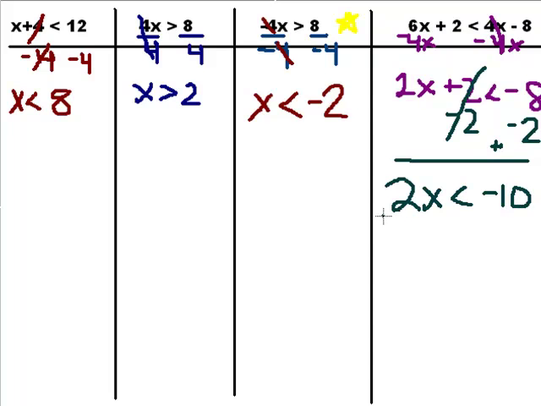Now I have to divide both sides by 2 to finish the equation. Note I'm dividing by a positive number, so I do not need to switch the sign. I leave it alone. So I get x is less than negative 5.